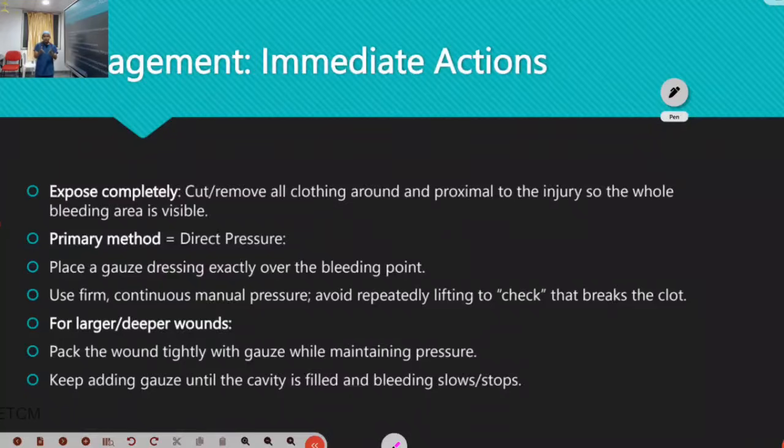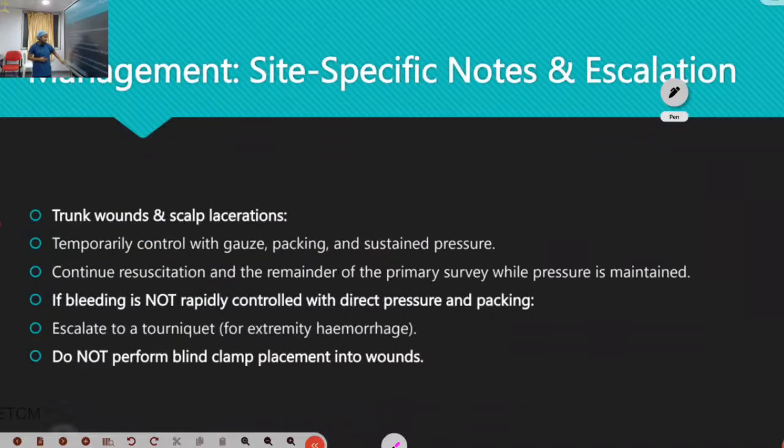If the bleeding is from deep sites and we pack the gauze pieces, the nearby tissues will have compression from the packed site, and the bleeding will gradually stop. Coming to site-specific notes: in case of trunk wounds and scalp lacerations, we can temporarily control with gauze packing and sustained pressure, continuing resuscitation and the remainder of the primary survey while pressure is maintained. And if bleeding is not controlled with direct pressure and packing, we can escalate to tourniquet application.